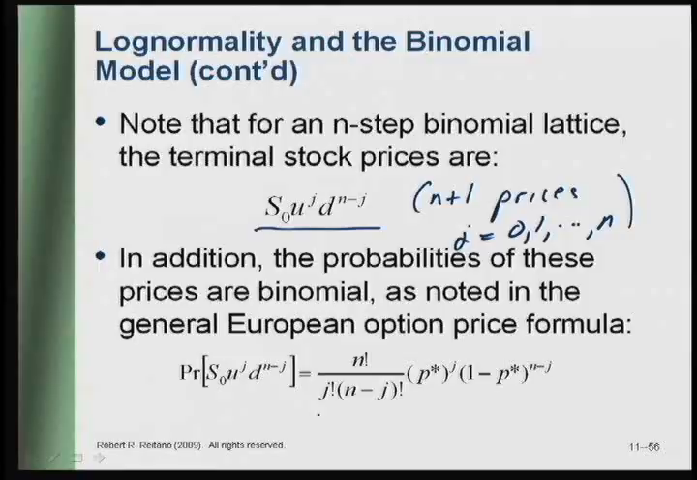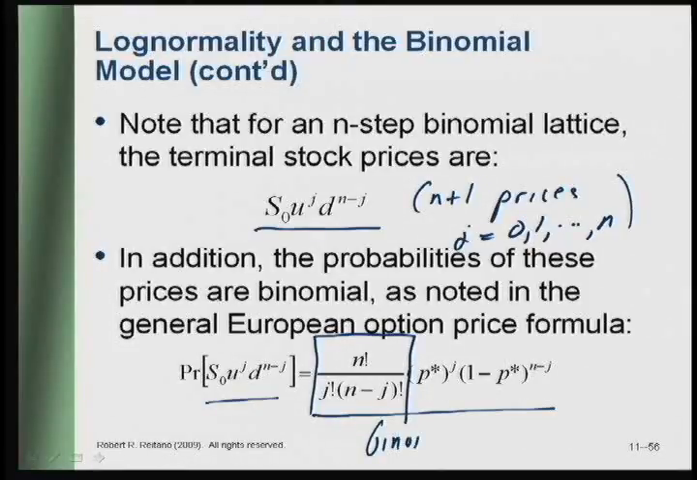And again, we've seen this formula before in the general price formula for a European option that I gave in an earlier module. The risk-neutral probability of this stock price is equal to the combinatorial coefficient times the probability. So these are binomial probabilities, where P star is the probability of an up. And it's easy to remember. u to the j requires a P star to the j. d to the n minus j requires a (1 minus P star) to the n minus j. And then we have this standard combinatorial coefficient.